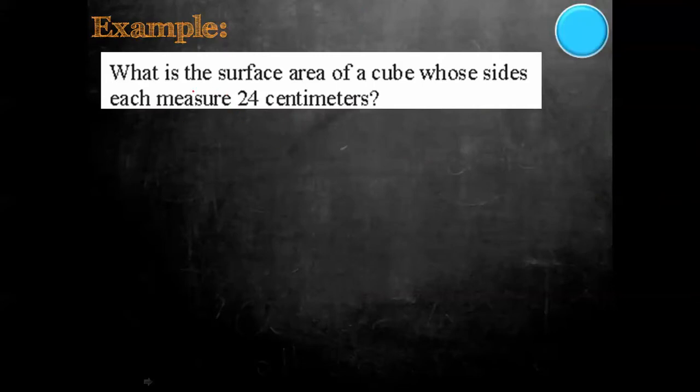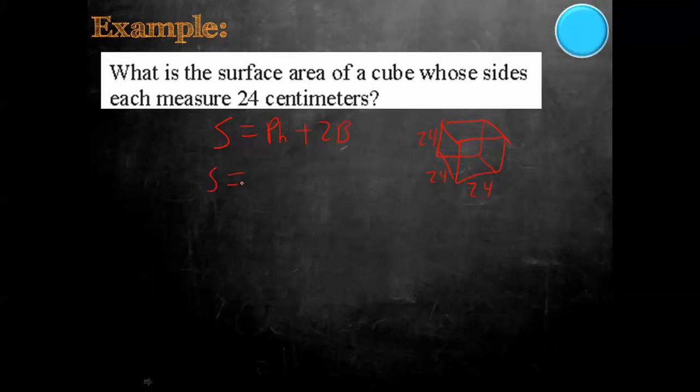So for example, we want to know what is the surface area of a cube whose sides each measure 24 centimeters. Okay, well, think about what we know already about a cube. A cube has all equal sides. So we are going to use the formula PH plus 2B, but keeping that in mind. Okay, so here's our cube. It has 24 on all sides.